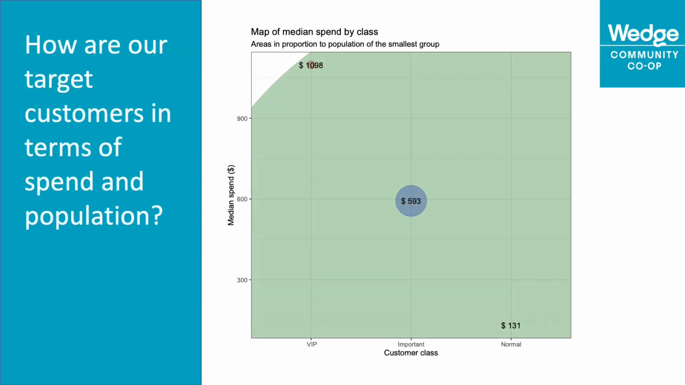Now we are going to explore how our customers are in terms of their spend and population. This graph plots circles with different areas according to the proportion of their population, and in the horizontal axis are the classes, and in the vertical axis the median spend. It becomes clear how massive the population of normal customers is compared with the VIPs. However, a typical VIP customer spends much more than a normal one.